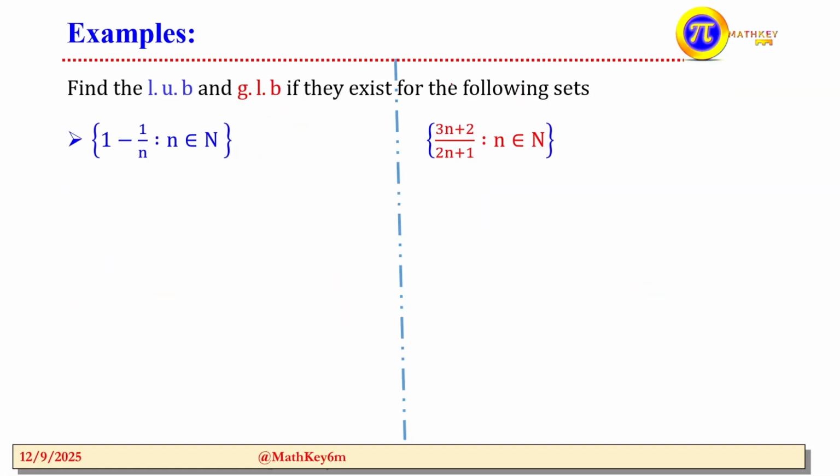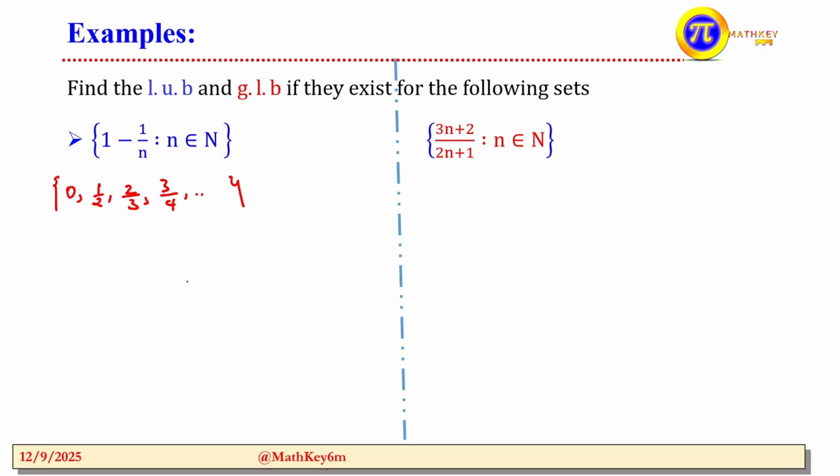Let us see this one. Find the LUB and GLB if they exist for the following sets. To find this one, let's take the first one. The set consists of the form: when you take 1, 1 minus 1, that is 0. When you take 2, it becomes 1 minus 1 over 2, that is 1 over 2. When you take 3, it is 1 minus 1 over 3, this equals 2 over 3. And it goes like this. If you take 4, it is 3 over 4, and it continues.